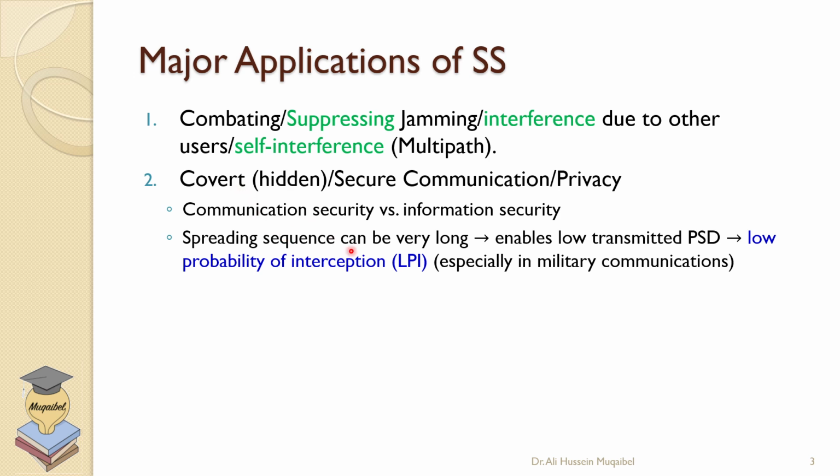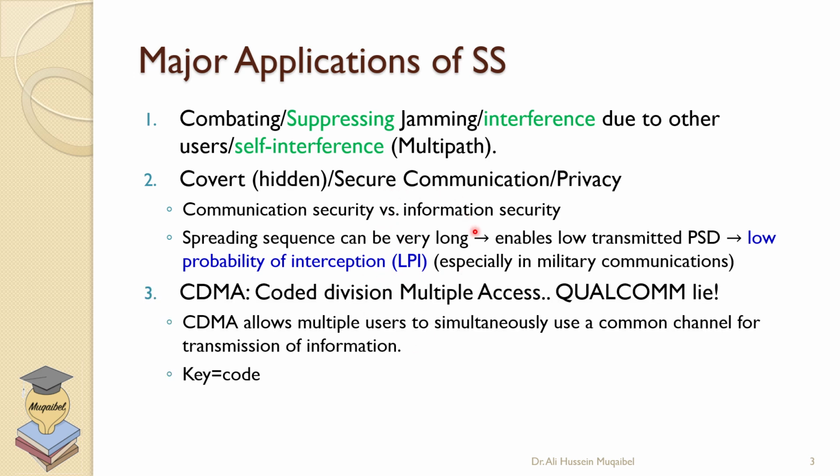Spreading the signal can be very long. Spreading sequences, the added redundancy, can be very long, which enables low transmitted power, low probability of detection, low transmitted power spectral density. And then, of course, we get low probability of being intercepted, LPI. This is especially important in military communication.